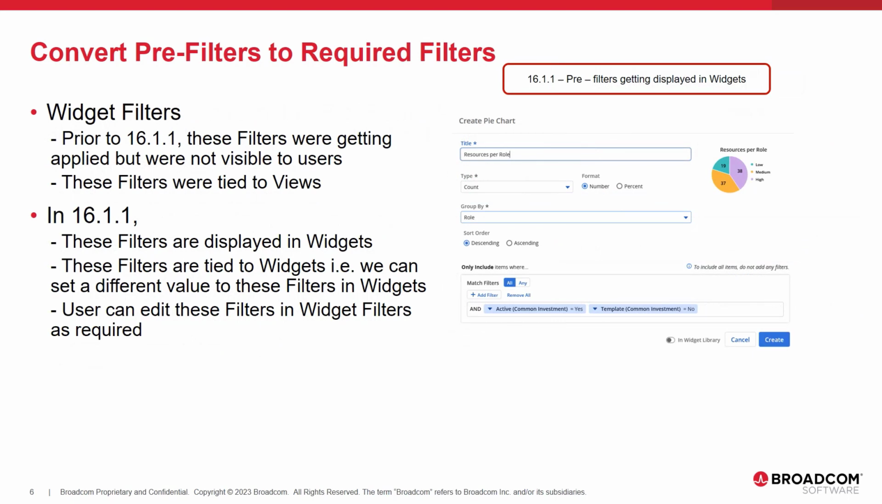Widget filters. Prior to 16.1.1, these filters were getting applied but were not visible to users in widgets. These filters were tied to views. In 16.1.1, we made changes so that these filters are displayed in widgets. Also, these filters are tied to widgets and not views. That is, we can set a different value to these filters in widgets other than the values set in grid. User can edit these filters in widget filters as required.